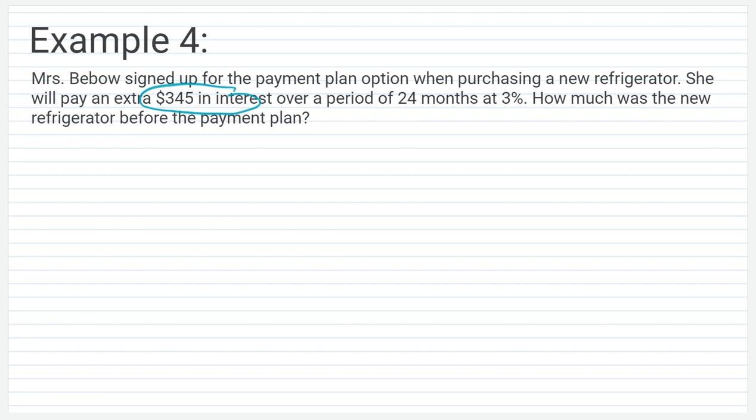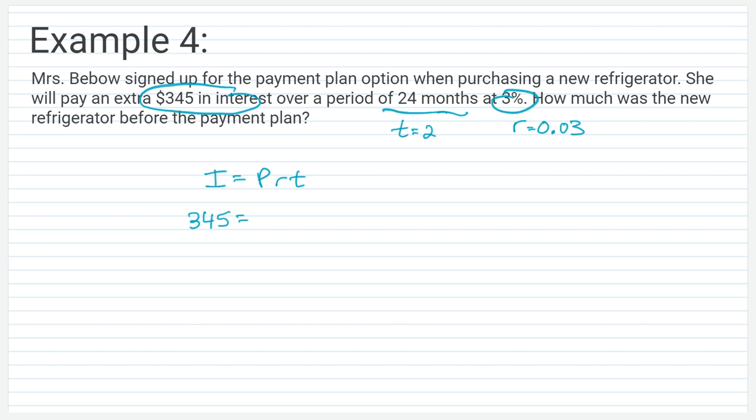And so when I set up my formula, the I equals PRT, we actually know what I is. That's 345. We have 24 months. That's our time. Again, time needs to be rewritten into years. So 24 divided by 12 is going to tell us that, again, that is 2 years. And then our rate is 3%. And this is going to be rewritten as 300ths because, again, when we use the equation, we do need to re-enter that as a decimal.